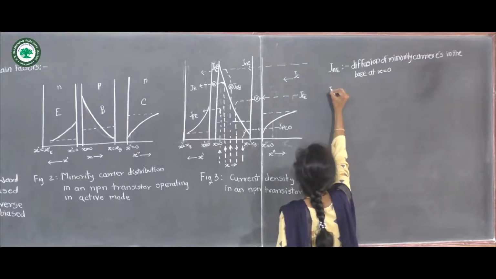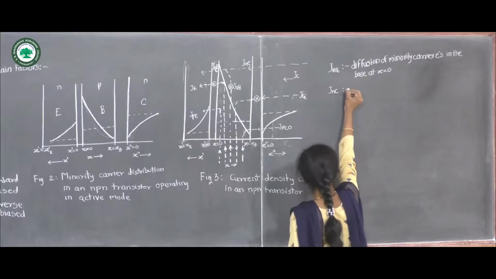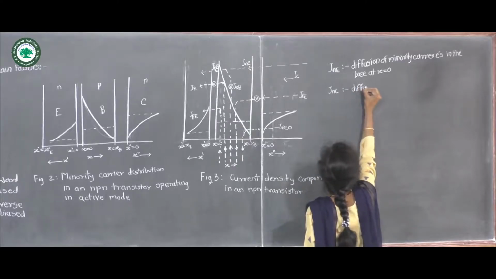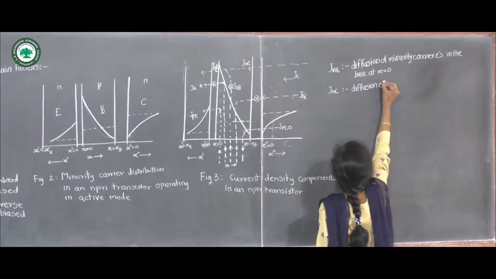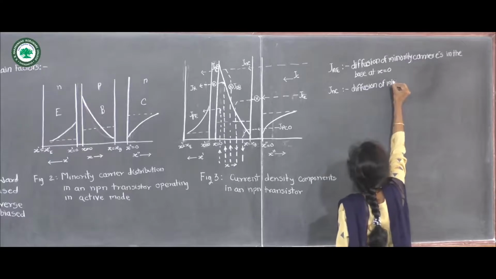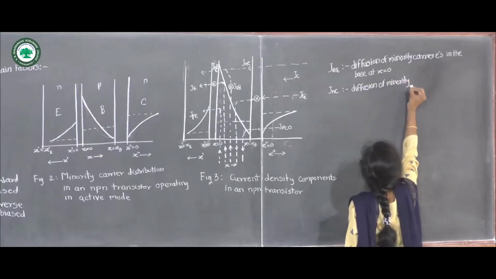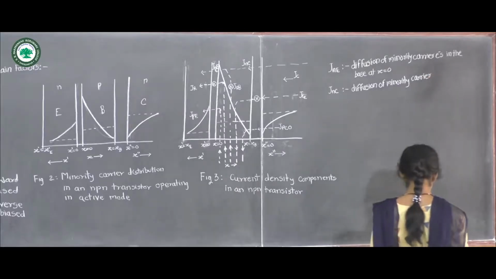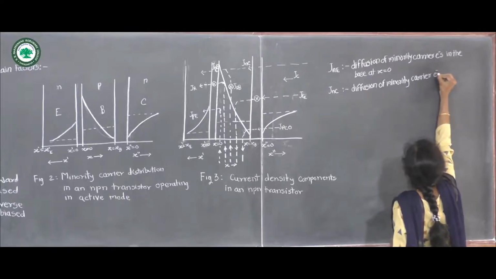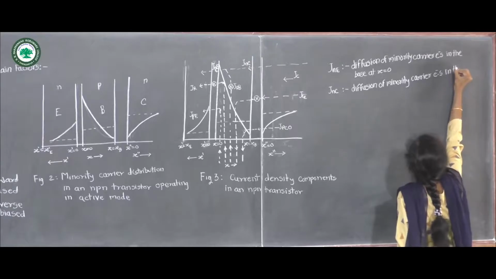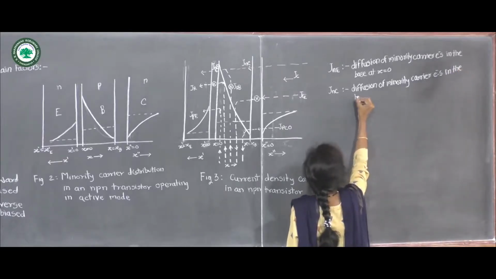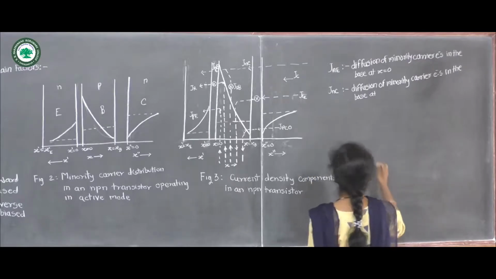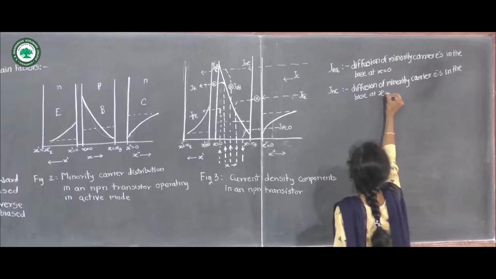Then next is JNC. This current density is due to diffusion of minority carrier electrons in the base at x equal to xb.